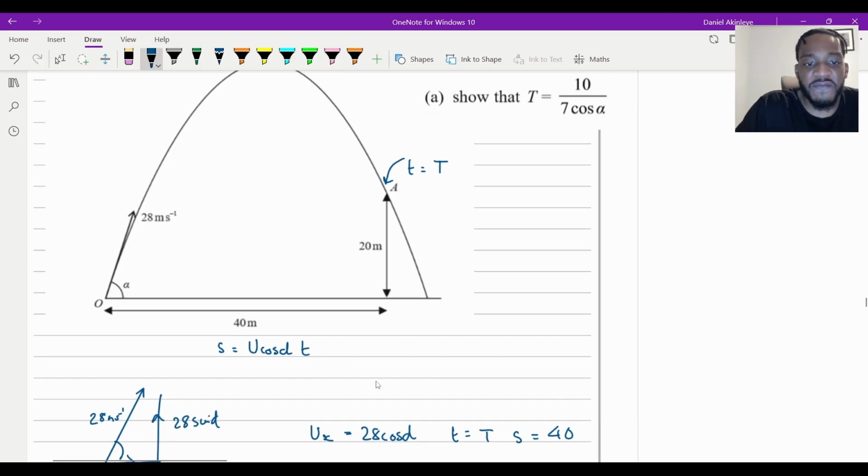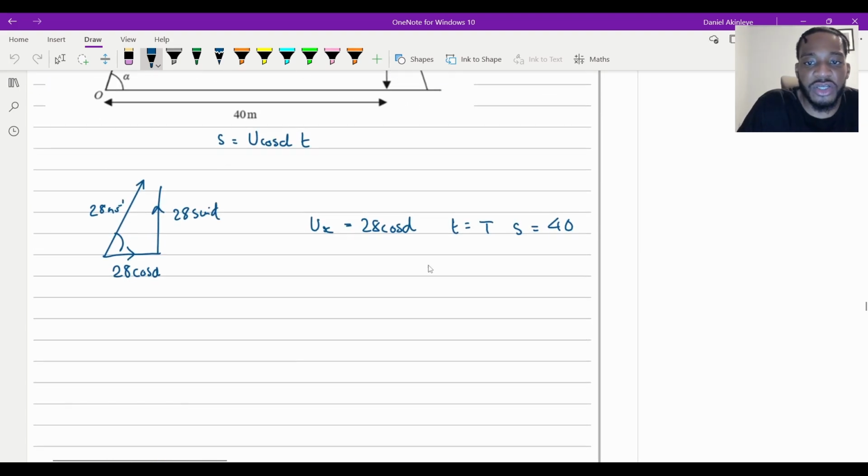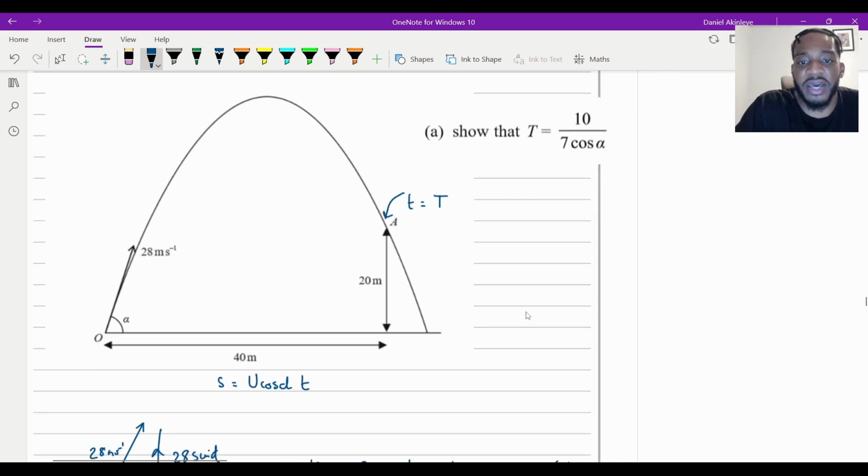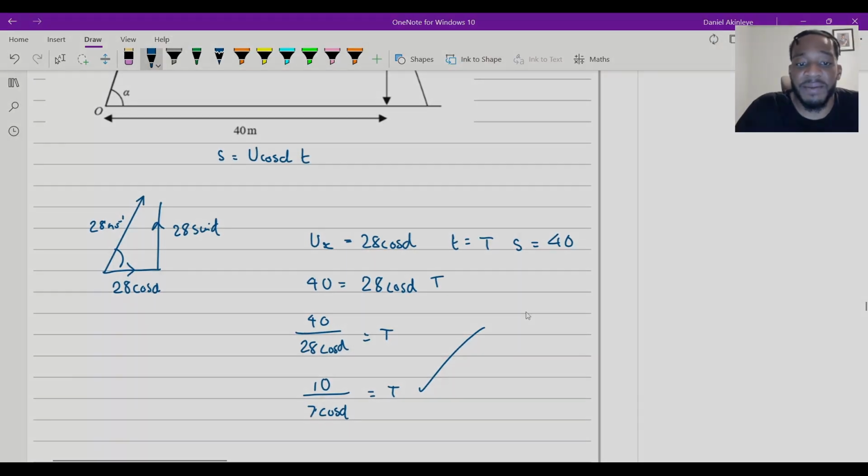So I'm going to plug this all into the formula and hopefully I'll get this on the top here. So this is just going to be 40 is equal to 28 cos alpha multiplied by capital T. And now if I divide both sides by 28 cos alpha, I'm going to get 40 over 28 cos alpha is equal to T. And then we can simplify the numbers here. Divide by 4 on the top, I'm going to get 10. Divide 28 by 4, I'll get 7. So I get 10 over 7 cos alpha is equal to capital T. And it's exactly what they wanted for part A. So yeah, that's done. That's 2 marks. And then now let's go into part B.